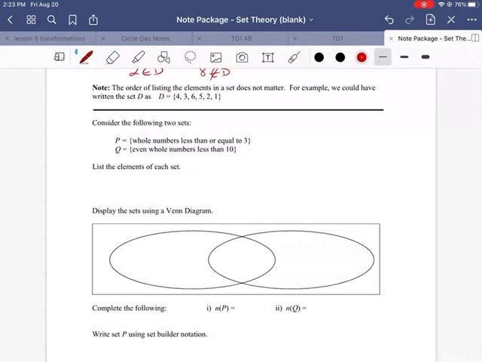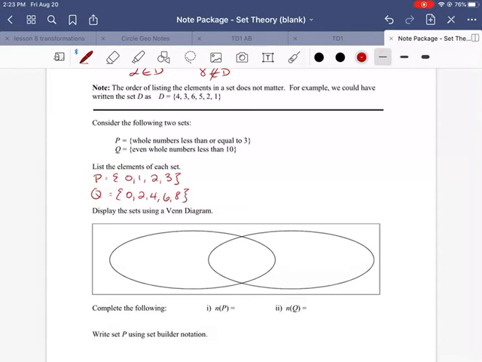So we've got to think about the first set here, set P. Whole numbers less than or equal to 3. If you look back on your first page of notes there, the whole numbers include natural numbers with the addition of 0. So the first set here is going to be 0, 1, 2, and 3. Okay? And set Q is even whole numbers less than 10. So we also have 0, 2, 4, 6, and 8.